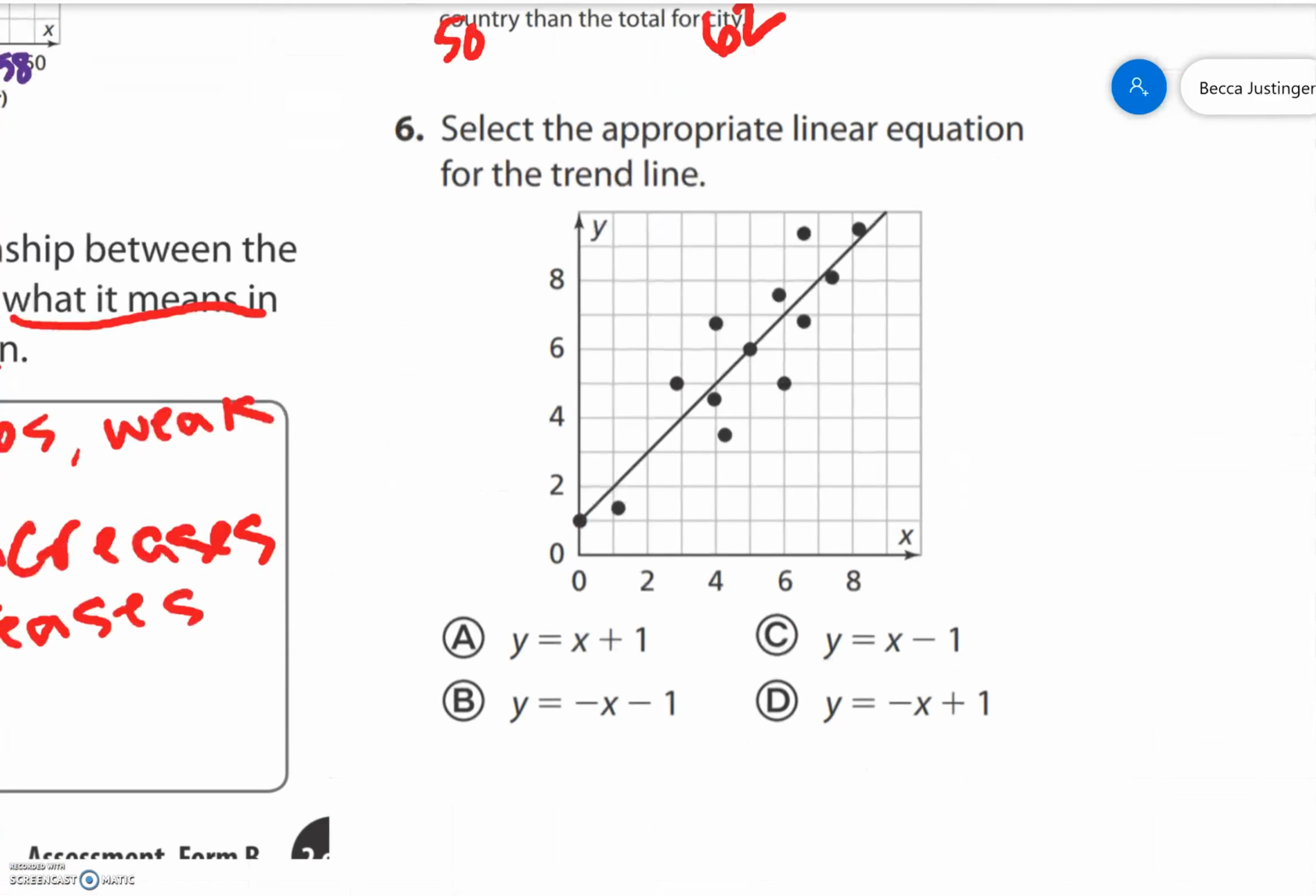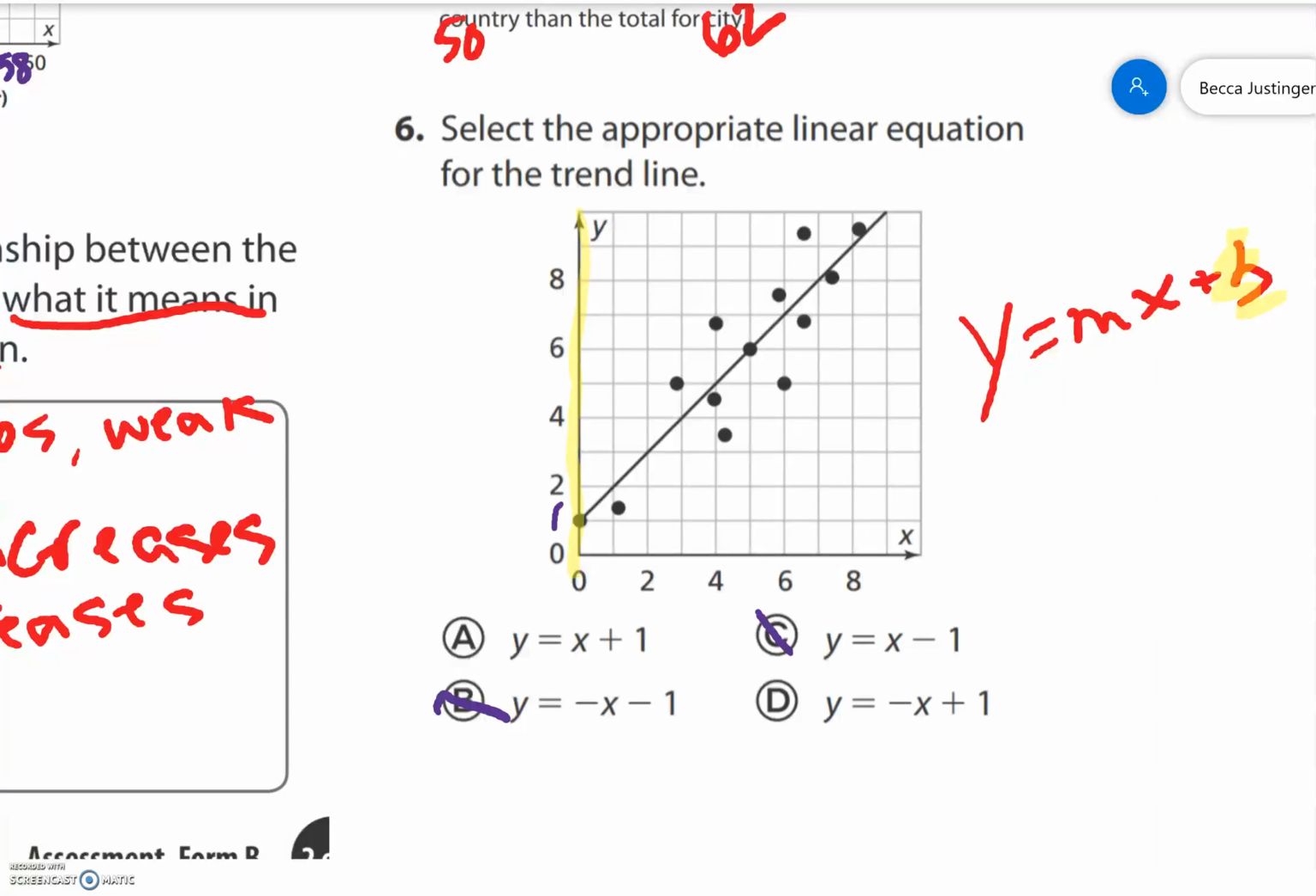Last but not least, select the appropriate linear equation for the trend line. Well, again, y equals mx plus b. The easiest one to start with is b. B is where we begin, where we cross the y-axis. So that crosses right there at positive 1. So I can cross off b and I can cross off c.